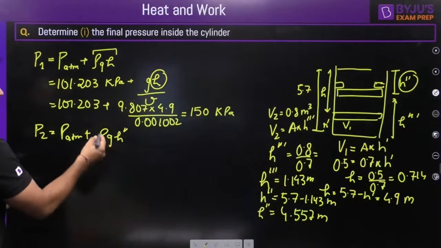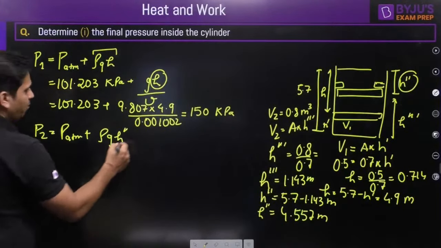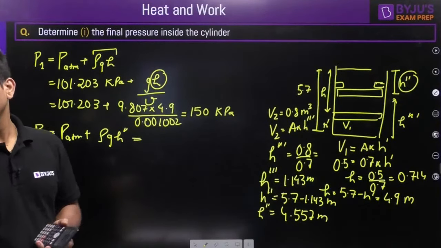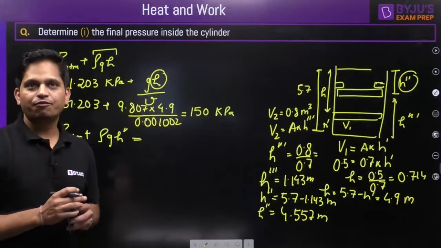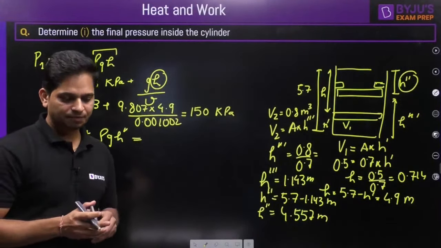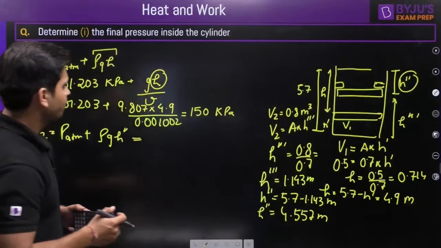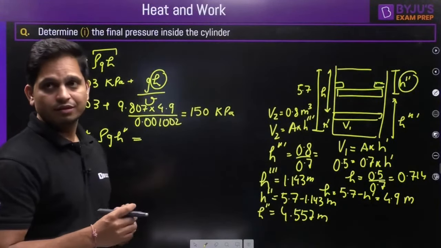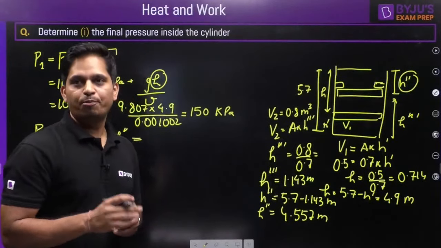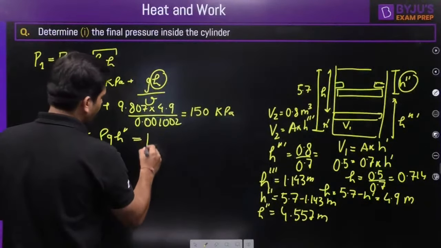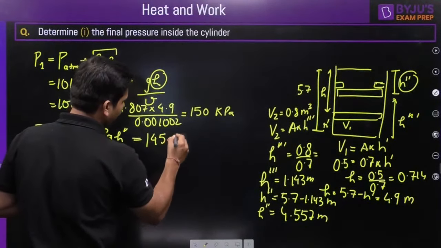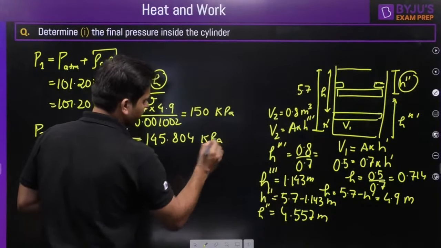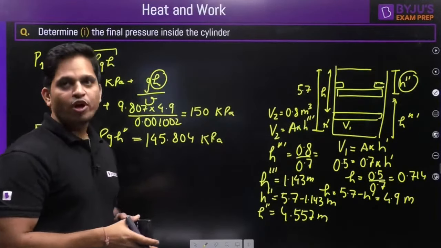So I need to substitute it here and I can calculate P2. Can someone tell me how much is P2 very quickly? P2 is 145.804 kilopascal.